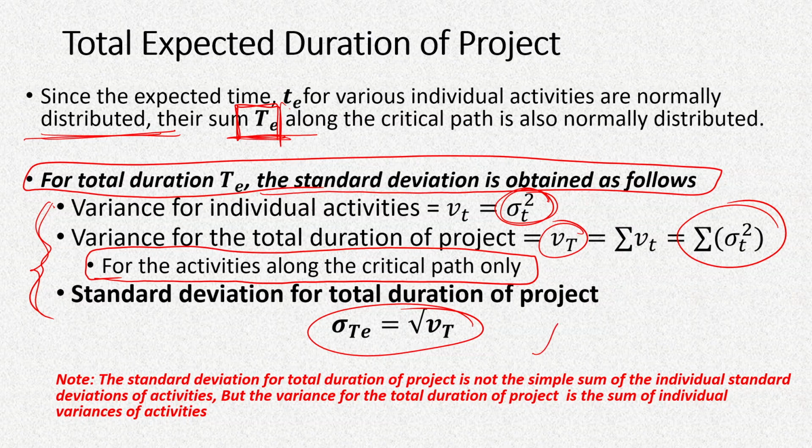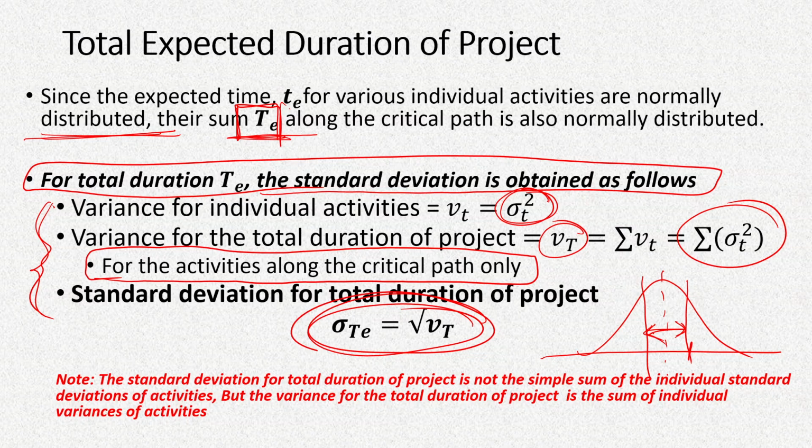That means if we have these normal distributions for 3 activities, then their sum will also be a normal distribution by definition. And for that, the standard deviation, which will be approximately this much, will be given by this formula.